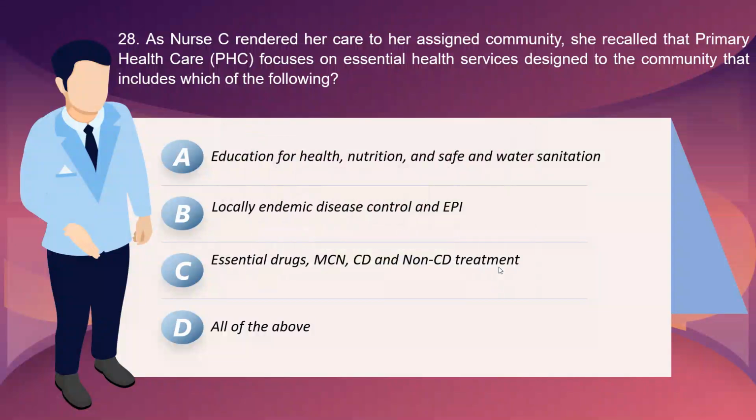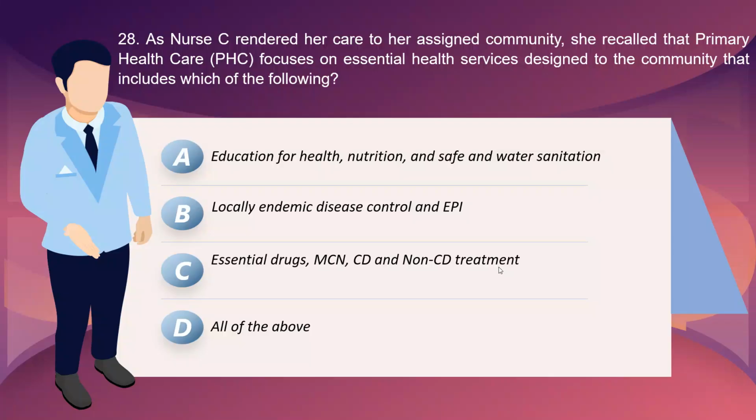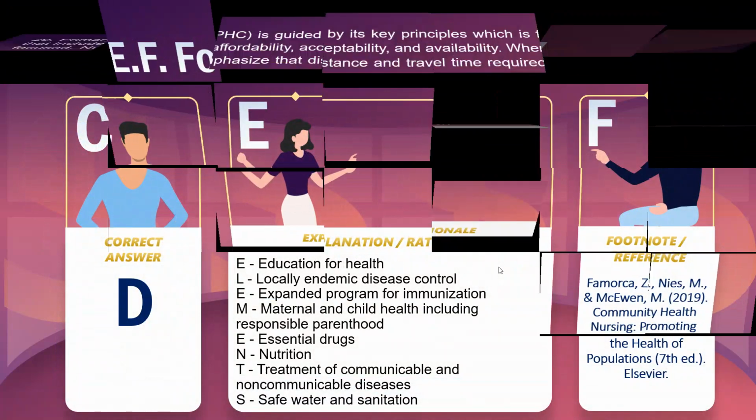As Nurse C rendered her care to her assigned community, she recalled that primary health care focuses on essential health services designed for the community that include which of the following: education for health, nutrition and safe water and sanitation, locally endemic disease control and EPI, essential drugs, MCN, CD and NCD treatment, or all of the above. The answer here is letter D, because the elements of primary health care include education for health, locally endemic disease control, expanded program on immunization, maternal and child health including responsible parenthood, essential drugs, nutrition, treatment of communicable and non-communicable diseases, and safe water and sanitation, which are all part of choice D. That's all of the above. 28 is letter D.